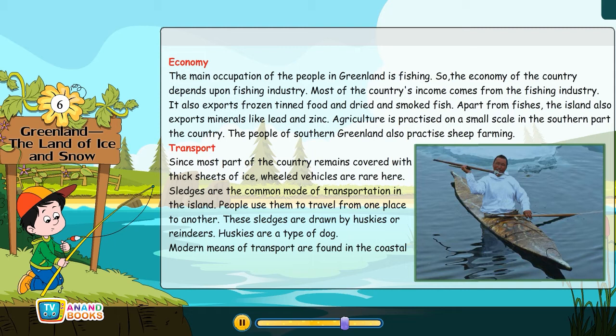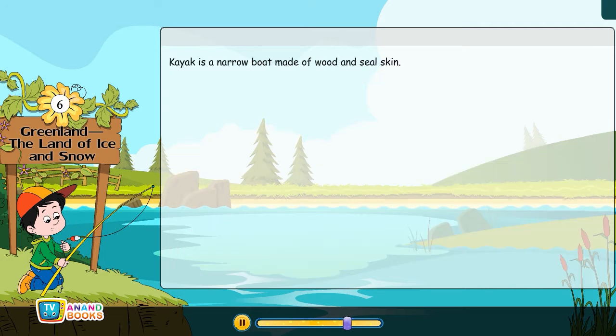Modern means of transport are found in the coastal areas. Roads have been constructed in these parts of the island and motor vehicles are used. Kayak is a narrow boat made of wood and seal skin. It is used to catch fish. The umiak is a larger boat.